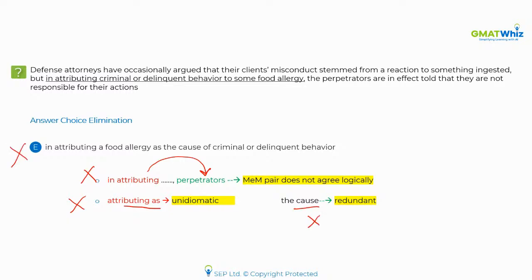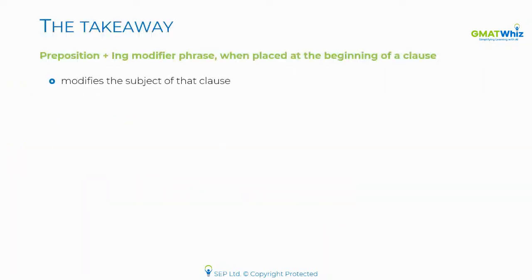Those of you who have marked E, you have to remember that if you have an ing at the beginning of a clause, then that ing will always modify the subject of that clause. So a preposition plus ing modifier phrase, when placed at the beginning of a clause, modifies the subject of that clause. The subject is the noun, right? So this is one very clear positioning of the ing where it modifies the noun. The first case we saw as a modifier of the verb. The second question we saw the preposition plus ing modifier phrase modifying the noun it is placed next to.